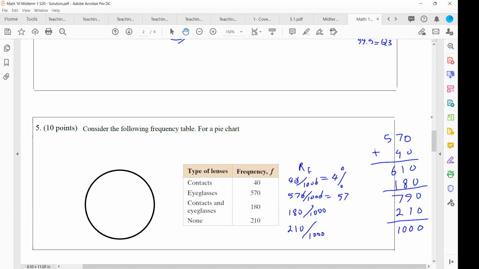1010, 57%. 1010, 18%. 1010, 21%. Very well. So contacts, 4%. It's the smallest one. So we can just divide this to 57%, which is for eyeglasses.